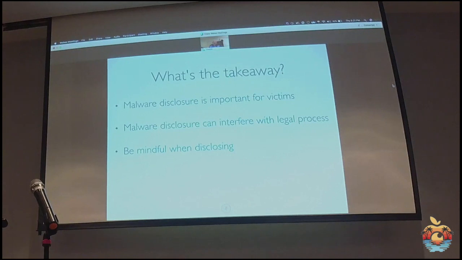So, what I have learned here is to be more mindful in disclosing. And what I would ask for all of you who are involved in malware investigation to do is to consider engaging with law enforcement when you do find something interesting. And that can be something as simple as some local law enforcement office. You could engage with the FBI fairly directly.